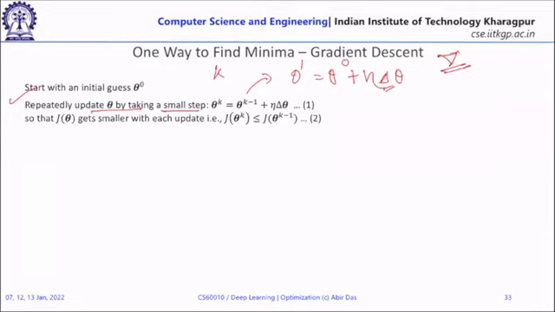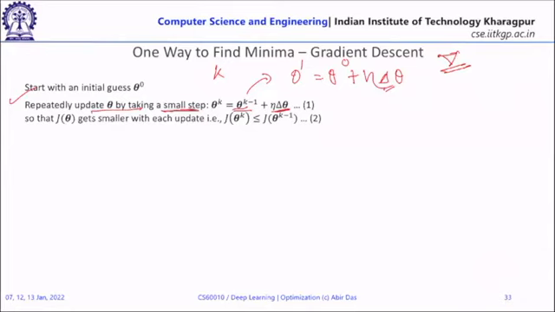So all the components will be changed a little bit. That means this is a vector and this is a vector, so I am actually adding a small vector to one vector. So this vector gets added to here. So I am moving from one vector to another. That's what I mean by repeatedly updating theta by taking a small step.